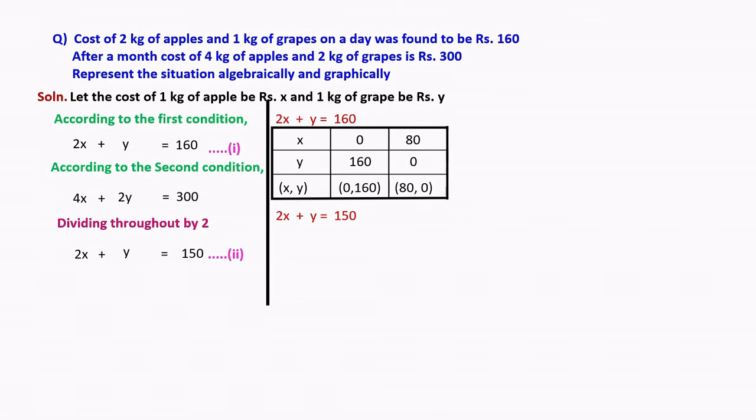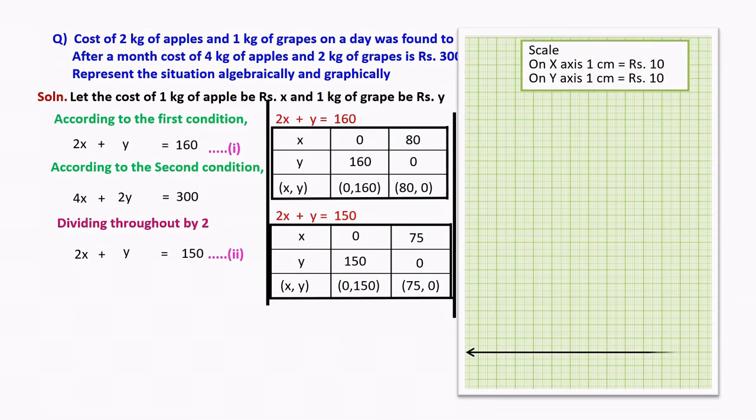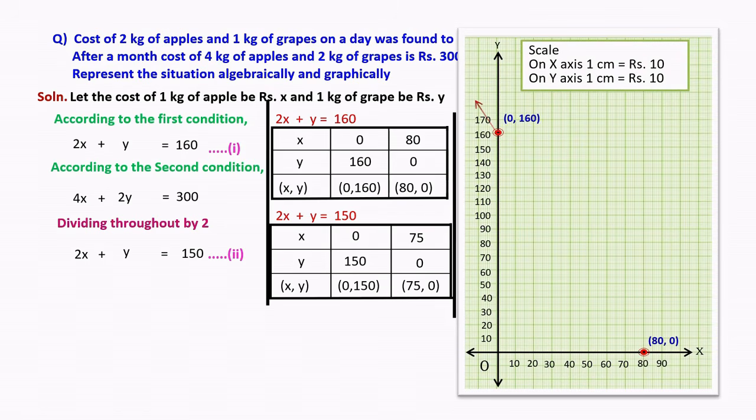For the second equation, when x is 0, y is 150, and when y is 0, x is 75. So, the points are (0, 150) and (75, 0). Plot these points on the graph and join them to form straight lines. This gives the graphical representation of the equations.